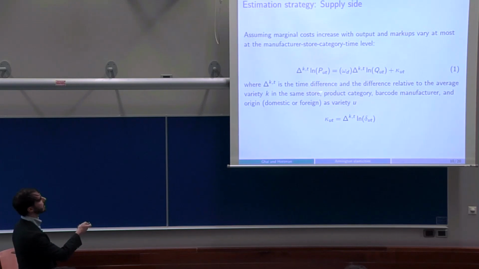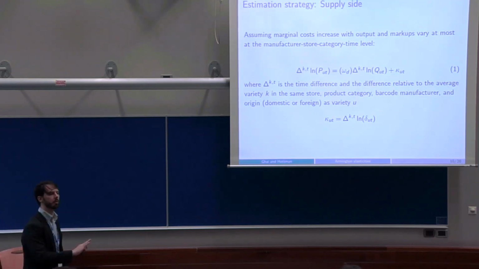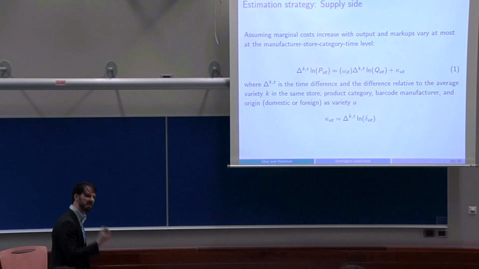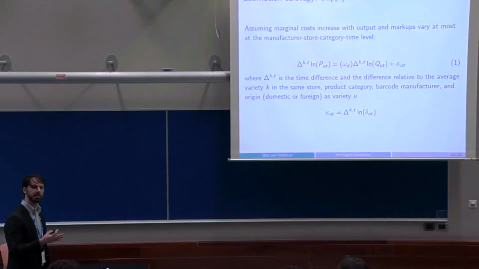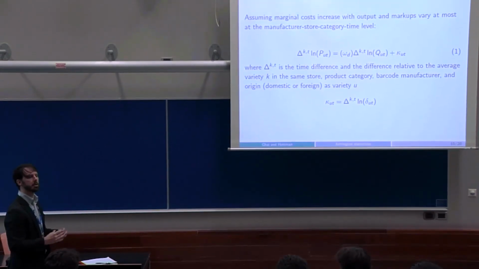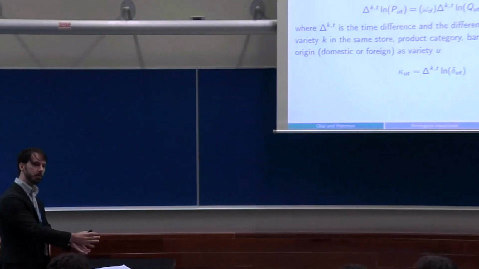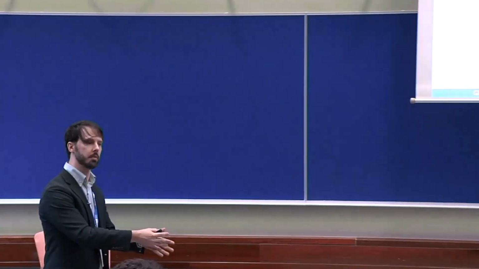But generically, we think of them as potentially being upward sloping supply curves, and that's what omega is giving you. And then I'm going to difference within the average variety in the same store, same category, same manufacturer, and same origin. As long as markups vary only at the manufacturer, store, category, time level, I'm going to kill them. Okay? So what I'm ruling out here is a barcode-specific markup, which for most models, like Atkeson-Burstein style, you would not get variation within manufacturers across barcodes. And similarly for stores, you wouldn't have that kind of variation in standard models. But that is the restriction I'm ruling out.